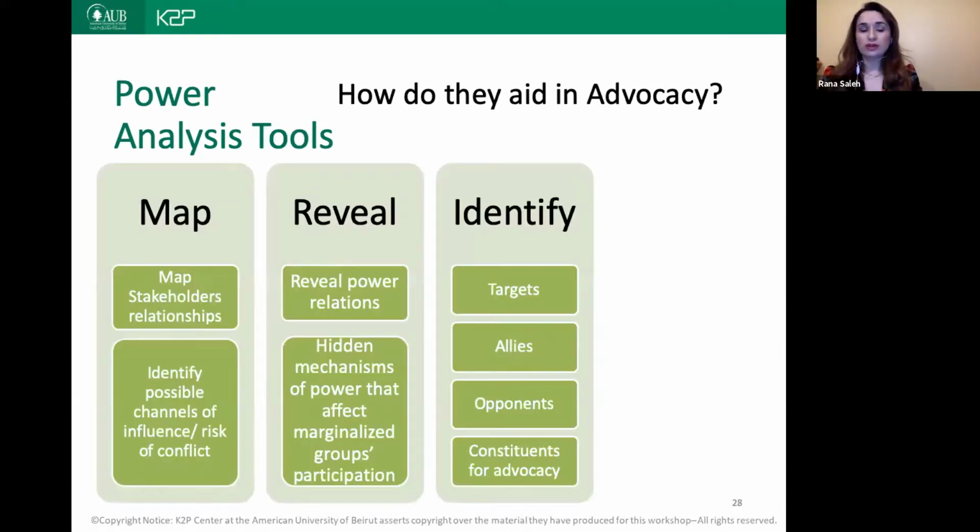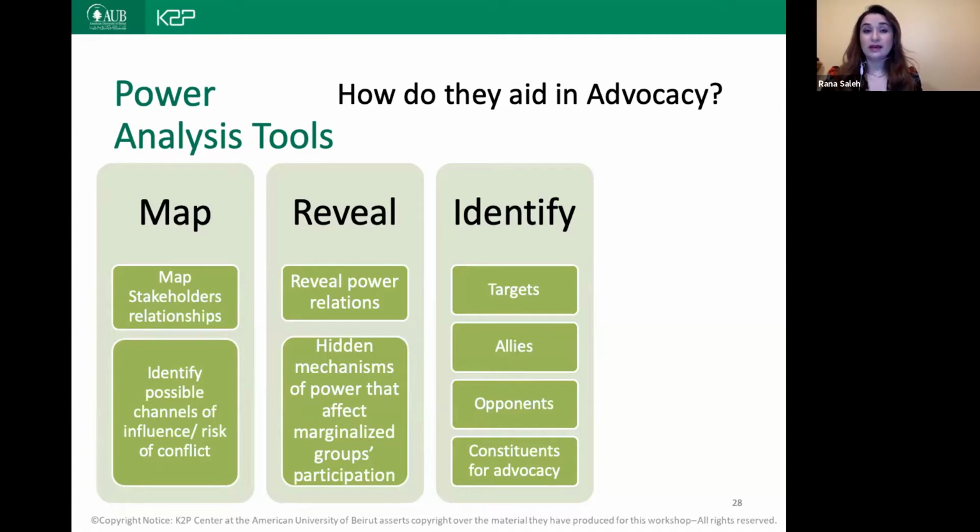So what is the importance of a power analysis? It really can help us to map who the stakeholders are, and the scope of the stakeholders who are engaged in a certain issue. So how many are there? Are there researchers, NGOs, religious leaders, probably municipalities? Who are the stakeholders who are involved? This tool will help us to map all of those stakeholders.